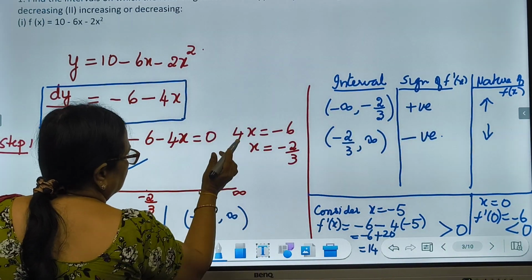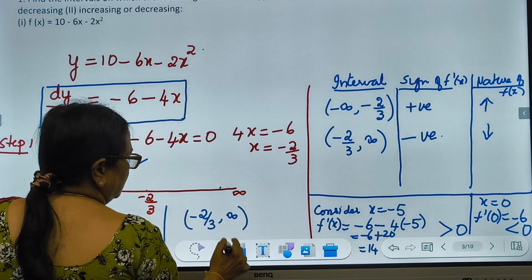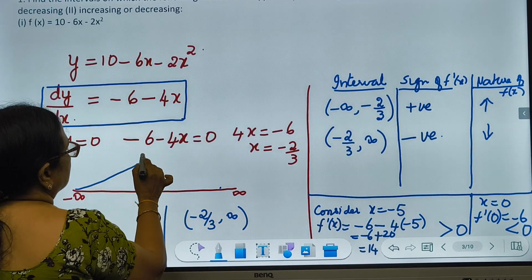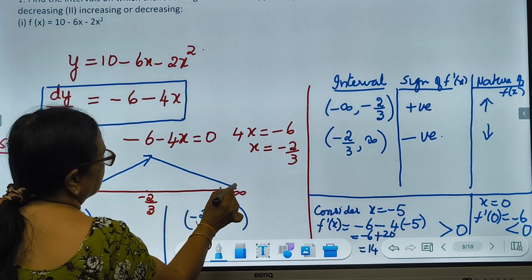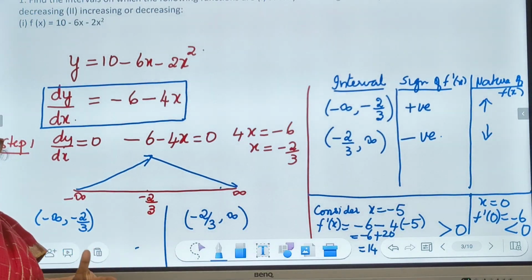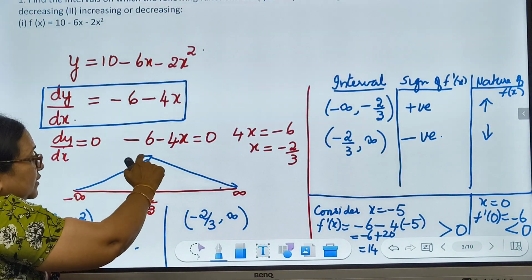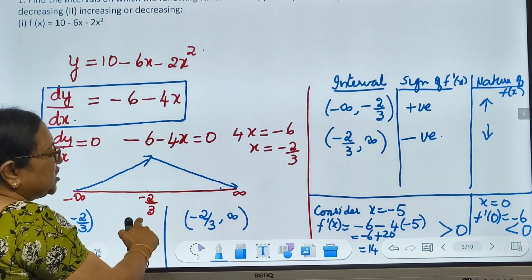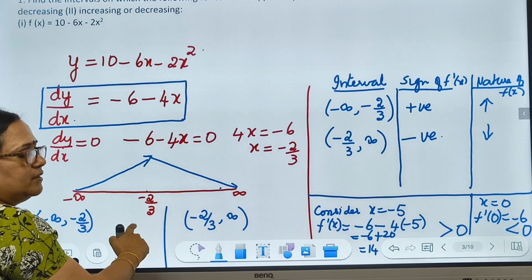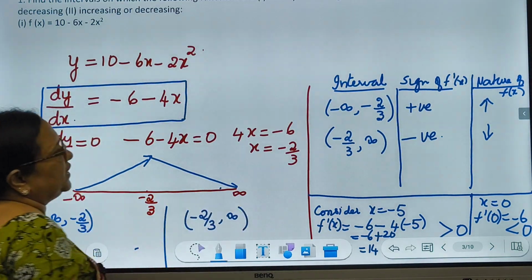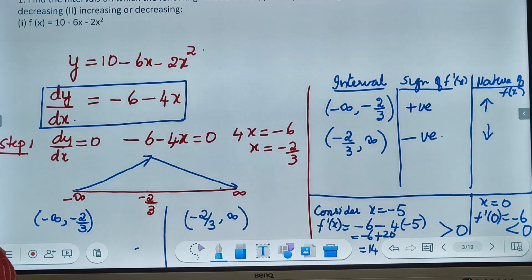So your figure itself should indicate that. See, in my figure, I have now drawn even the arrow marks. It is increasing, it reaches a peak at -2/3, and then it decreases. So from -2/3 to infinity, it decreases.